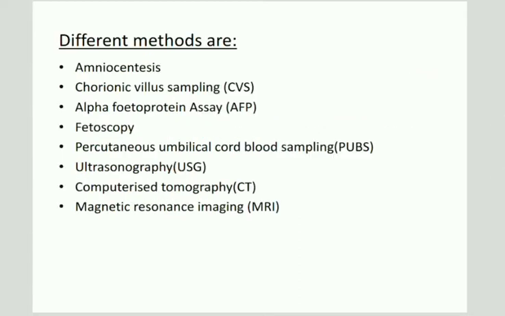Nowadays, different kinds of methods are used in prenatal diagnosis, such as amniocentesis, chorionic villus sampling or CVS, alpha fetoprotein assay or AFP, fetoscopy, percutaneous umbilical cord blood sampling, ultrasonography or USG, computerized tomography or CT, and magnetic resonance imaging.